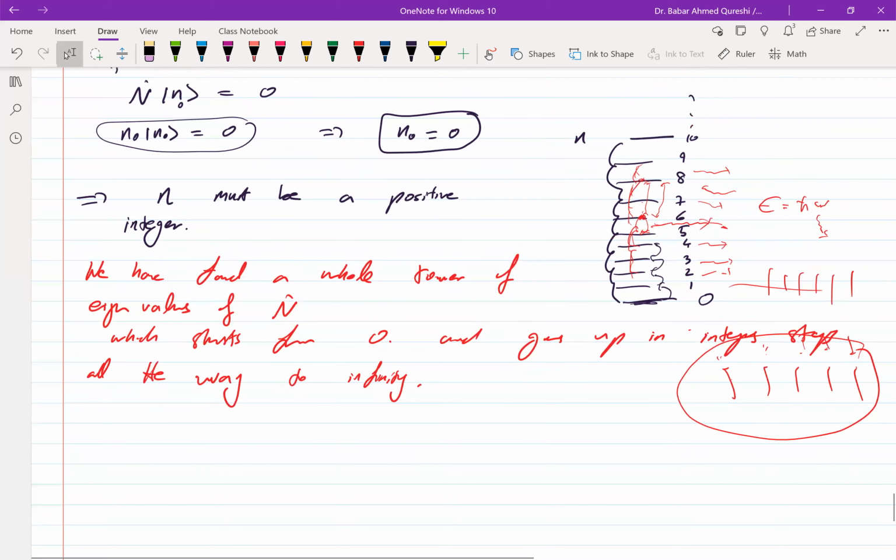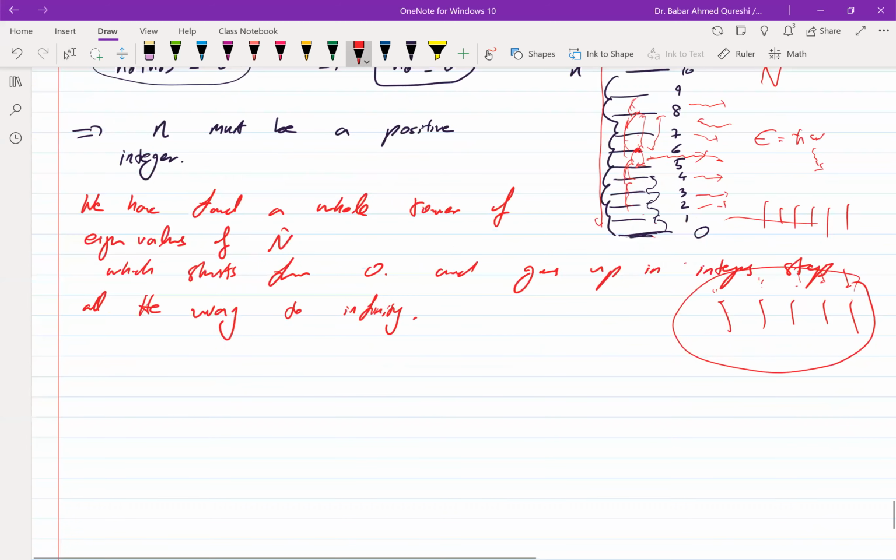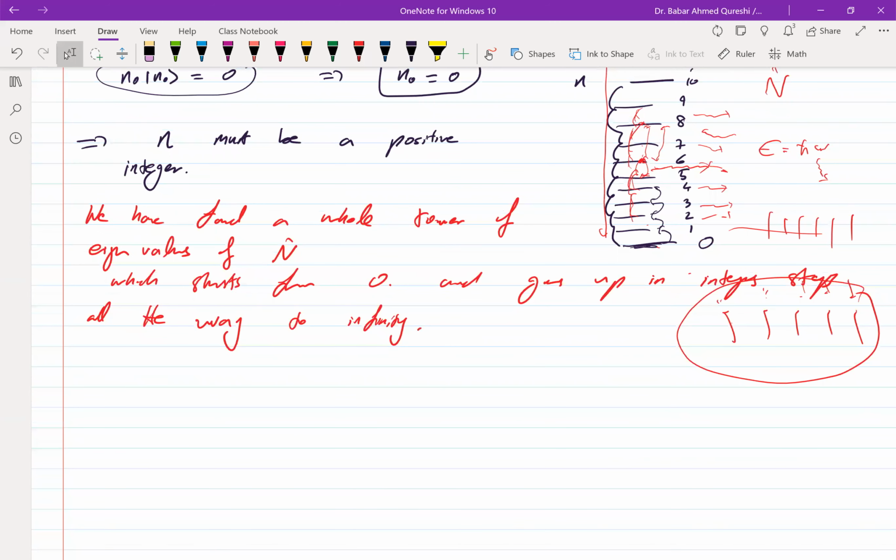In any case, we got this: n must be a positive integer, and this is true only for the harmonic oscillator, for this particular spectrum which we are finding. N is a positive integer, and we have found a tower of possible eigenstates of the number operator. They start from 0, and then you have just integer values. That's why it's called the number operator, because its eigenvalues are just the natural numbers.